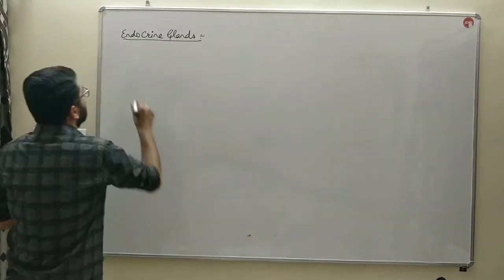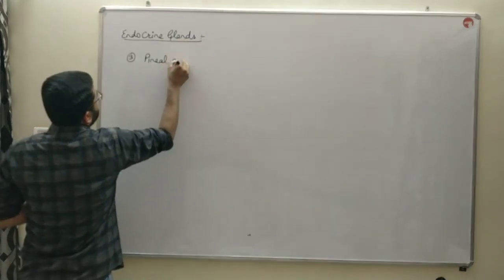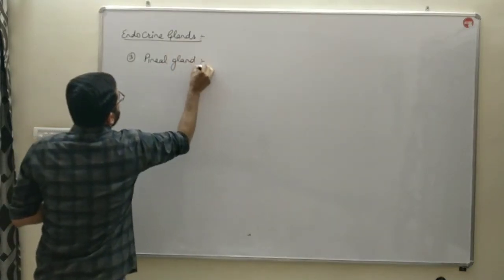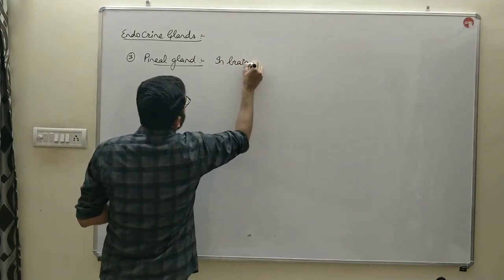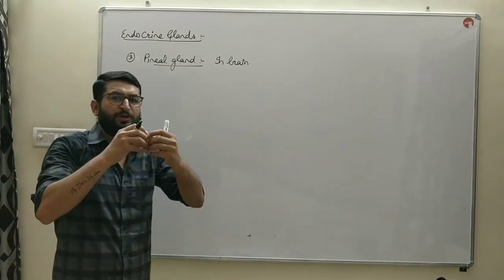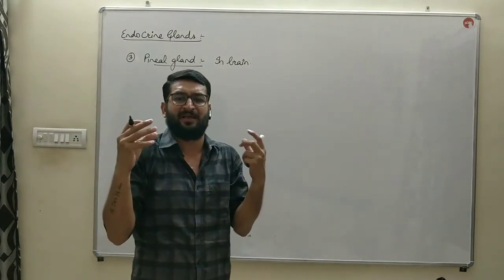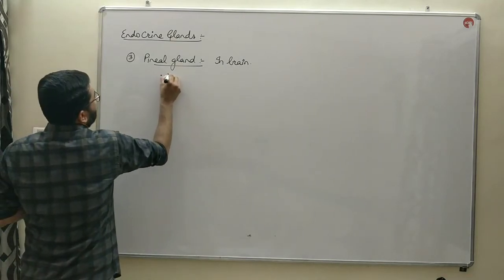Third gland which we will discuss is pineal gland. This gland is also situated in brain. It is a stalk-like structure. Stalk means एक उभार होता है बच्चे, एक उभरी हुई चीज, एक बाहर निकली हुई चीज की जैसा है. It is a stalk-like gland which is thought to be vestigial.